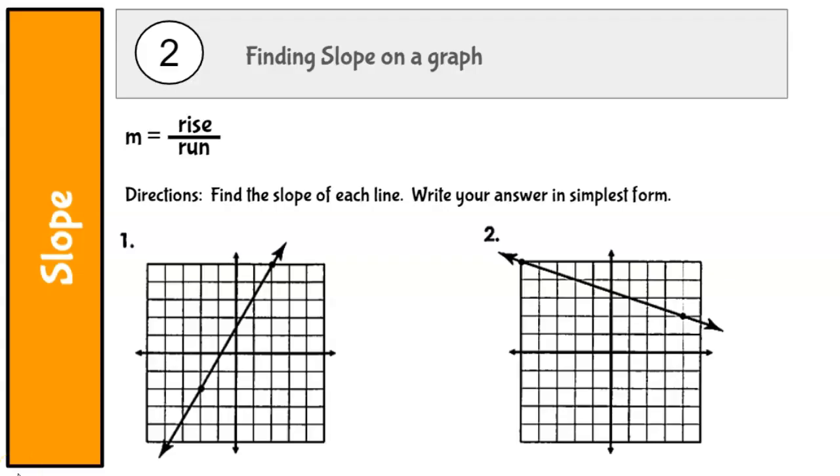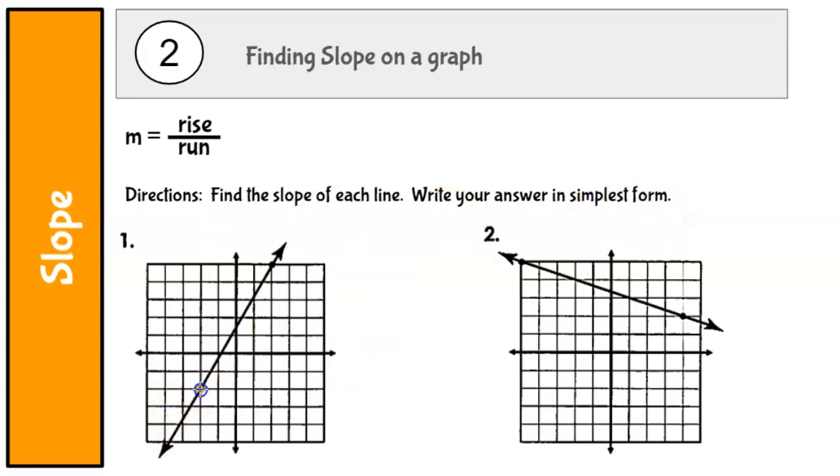Now that we've watched a couple of videos on positive, negative, zero, and undefined, let's take a look at how you find the specific slope on a graph. All right, so we said in the beginning that slope is the vertical change over the horizontal change. In other words, the rise over run. And the directions say find the slope of each line. So we need to know how steep is this line and to write our answer in simplest form.